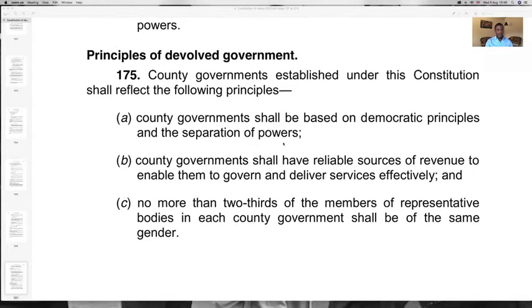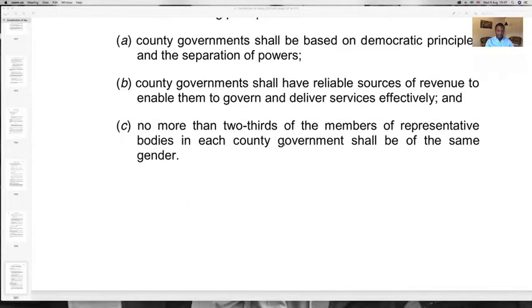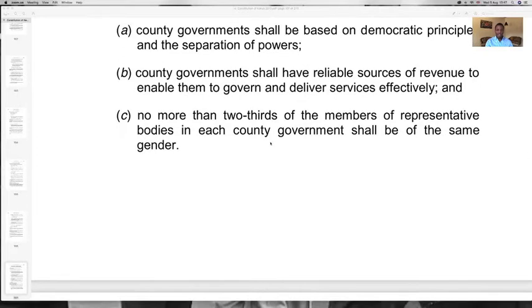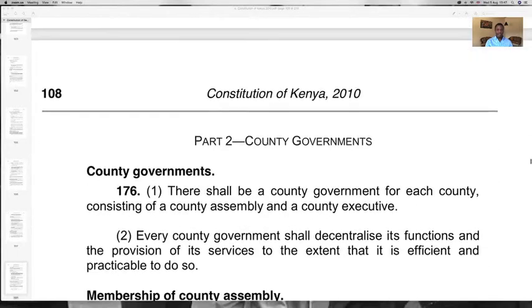Devolved governments work with the following principles: that county governments shall be based on democratic principles and the separation of powers. County governments shall have reliable sources of revenue to enable them govern and deliver services effectively, and no more than 2/3 of members of representative bodies in each county government shall be of the same gender. The 1/3 gender rule, the 2/3 gender rule, if you may, ought to be observed when constituting the members of representative bodies in each county government.